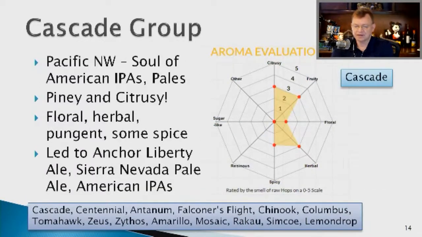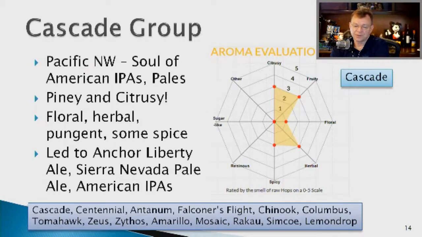Next is the Cascade group. This is the defining group for the American pale ale and then IPA revolution here in the United States. And this includes things like Cascade, Centennial, Simcoe, Chinook, Tomahawk, CTZ, which is Columbus, Tomahawk, and Zeus, often used interchangeably. Mosaic is another big one, obviously, today.